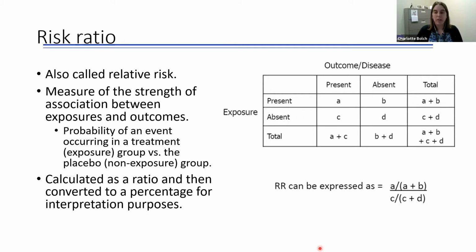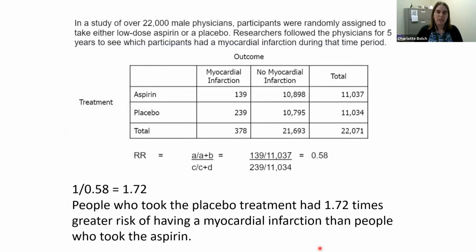In terms of the calculation, in the numerator we take the number of people with the outcome or disease in the treatment or exposure group divided by the total number in the treatment or exposure group. And in the denominator, we have the number of people with the outcome or disease in the placebo or non-exposure group divided by the total number in the non-exposure or placebo group. We sometimes calculate this as a ratio, and sometimes it's converted to a percentage for interpretation. Let's look at an example.